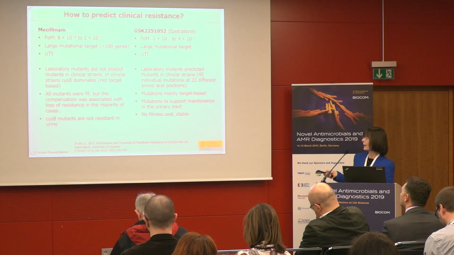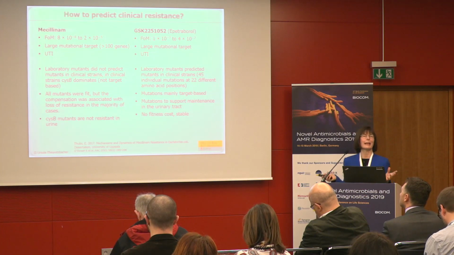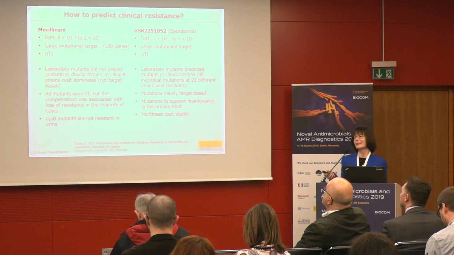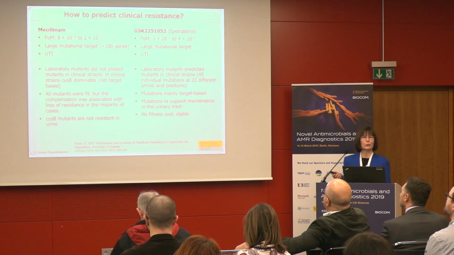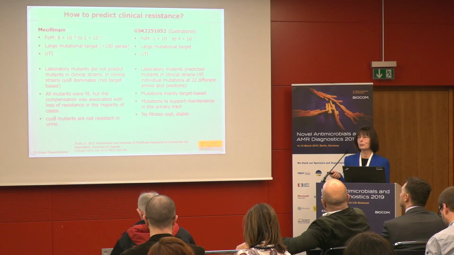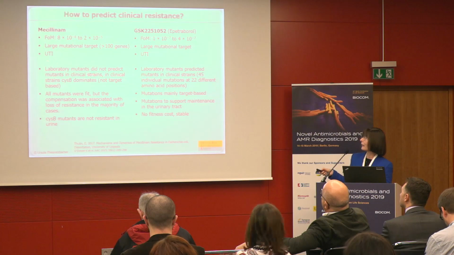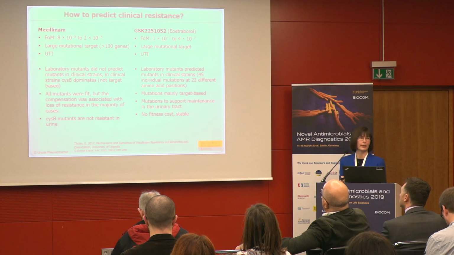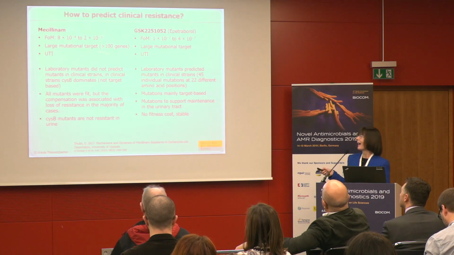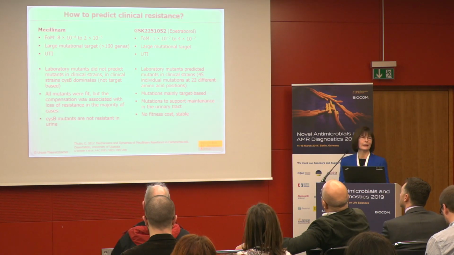Here there was no fitness cost and the mutants were stable. So this is just an illustration of how you could make not the best predictions if you have just very little information here, because both would look very similar. So you need to go into much more detail, and stopping here would not predict the clinical situation.